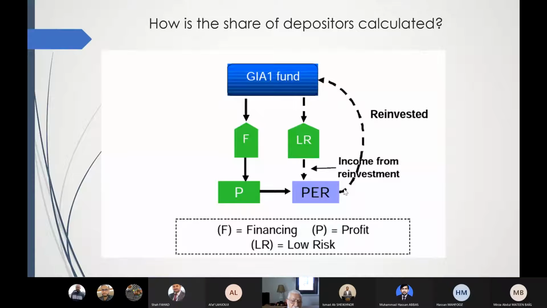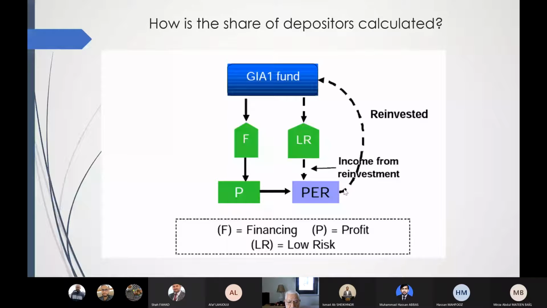Yeah, but the other line, the dotted line above and below the LR, low risk. Now the low risk has nothing to do with the GIA. It shouldn't come from GIA. Yeah, it should come down from PER.